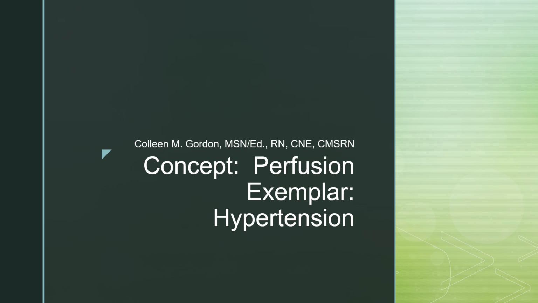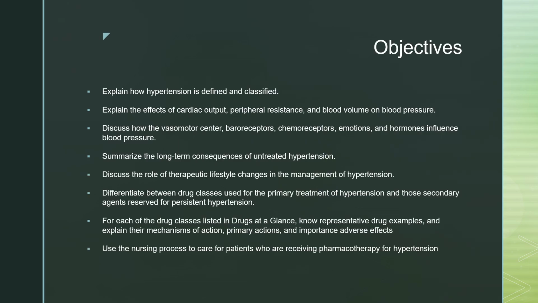Hey everybody, we're going to continue on with the concept of perfusion, and this time we're going to speak directly about hypertension. Objectives of this session: we're going to talk about what hypertension is and how it's classified, and talk about how cardiac output, peripheral resistance, and blood volume affect blood pressure. We'll talk about baroreceptors, chemoreceptors, emotions, and hormones that influence BP.